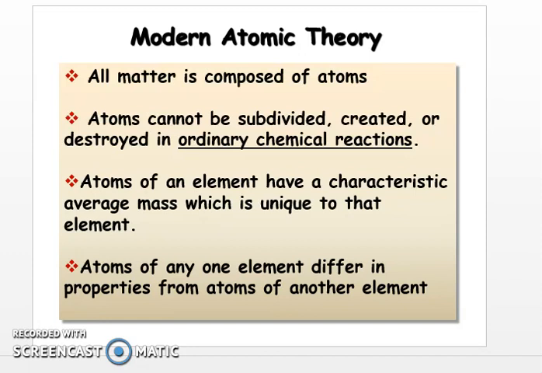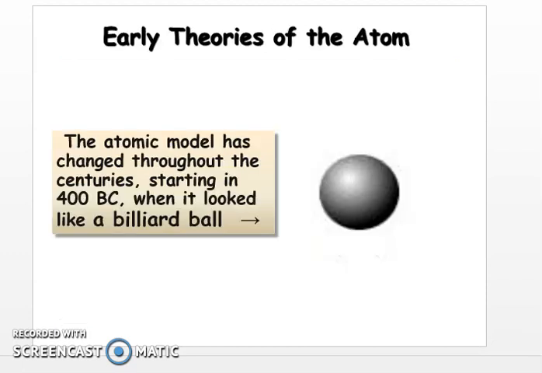Okay, so modern atomic theory: matter is composed of atoms. Atoms cannot be created or destroyed or subdivided in ordinary chemical reactions, okay? When we get into nuclear reactions, they can get subdivided, right? We can split an atom, but we can't do that in a regular chemical reaction, so not like single displacement, double displacement, anything like that. So we know that atoms of different elements have different masses, right? Because they have different numbers of protons, neutrons, and electrons. And we know atoms are different from one element to another, right? Different properties.